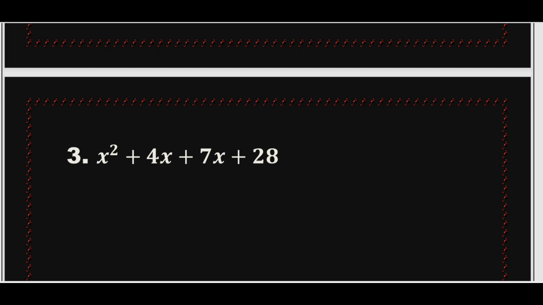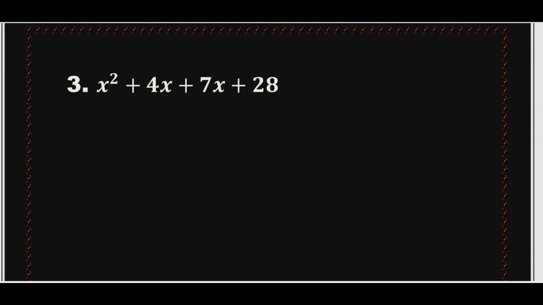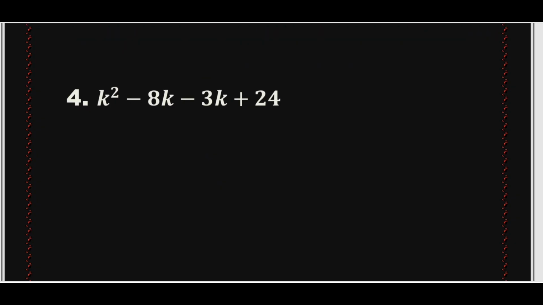I want you to try this. x squared plus 4x plus 7x plus 28. Try that. Again, finally, try out this. k squared minus 8k minus 3k plus 24.